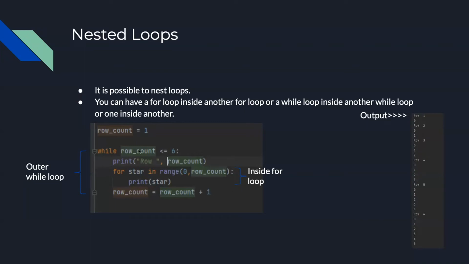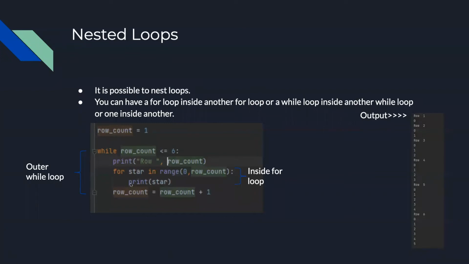And this just keeps going on until eventually we get to a point where row count is equal to 6. So row count is 6. So 6 is less than or equal to 6. So that evaluates to true. We print row 6. Come in here for star in range 0, 6. That returns a range of numbers 0 up to 6. So we have 0, 1, 2, 3, 4, 5. Sorry, not through. So it's exclusive again.